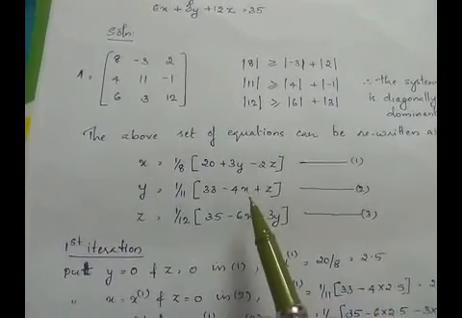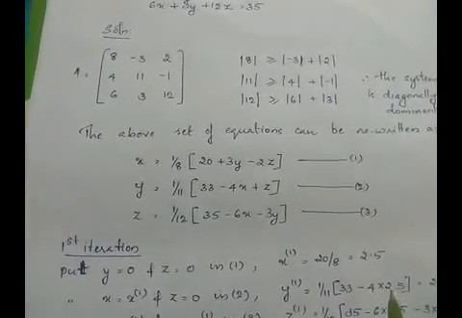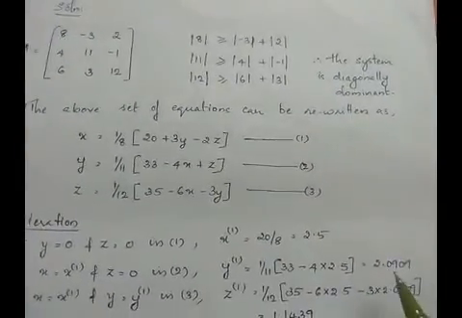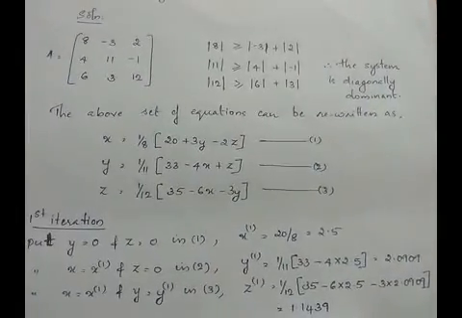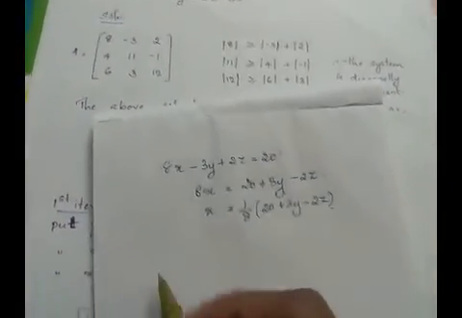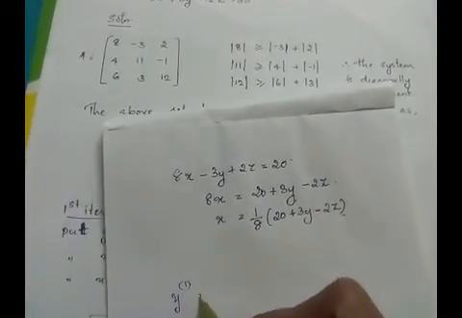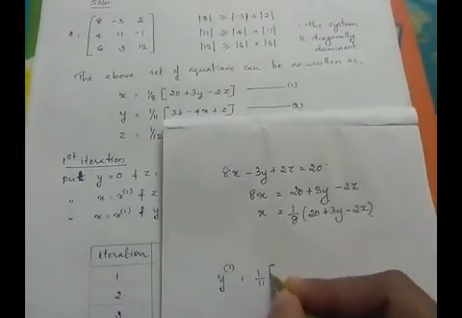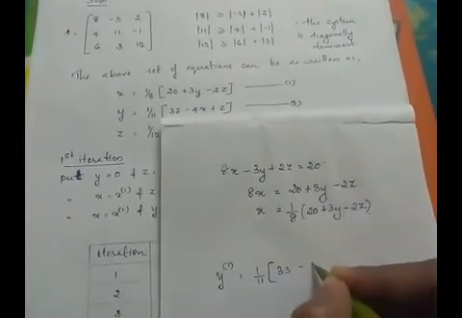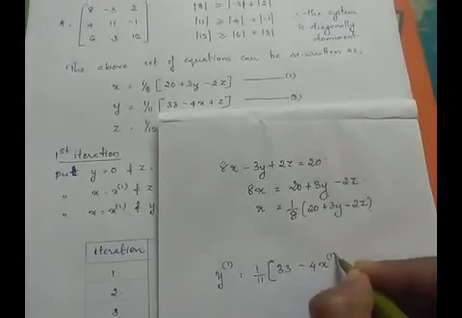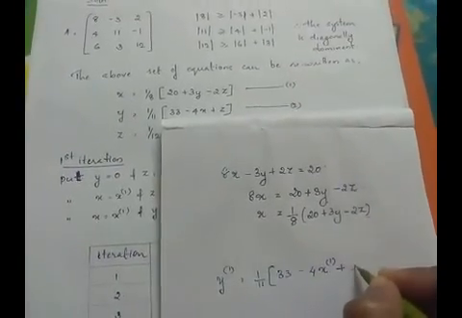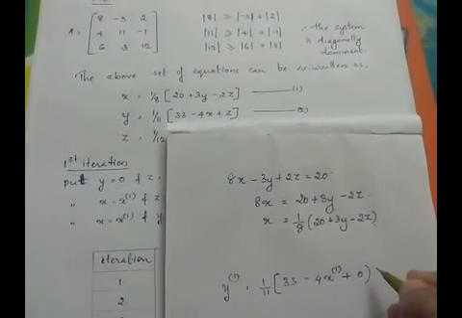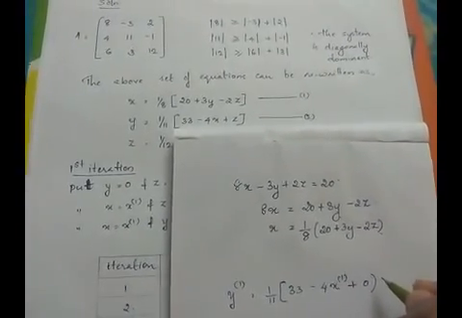The first iterative value for x is 2.5. So 4 into 2.5 plus 0, which will give us 2.0909. Okay, so to find the first iterative value for y, we substituted 1 by 11 into 33 minus 4 into the first iterative value of x plus z. The value of z was 0, since we don't know the value, so we substituted 0 for z.